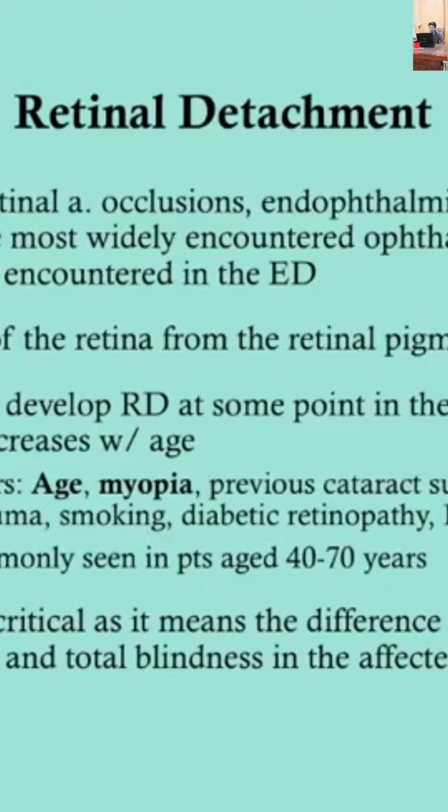Smoking is associated with retinal detachment, both first-hand and second-hand smoking. Diabetic retinopathy and HIV retinopathy, both of those weaken the retina. Like I said, most commonly this is seen in older patients, 40 to 70 years of age. And rapid diagnosis is critical.